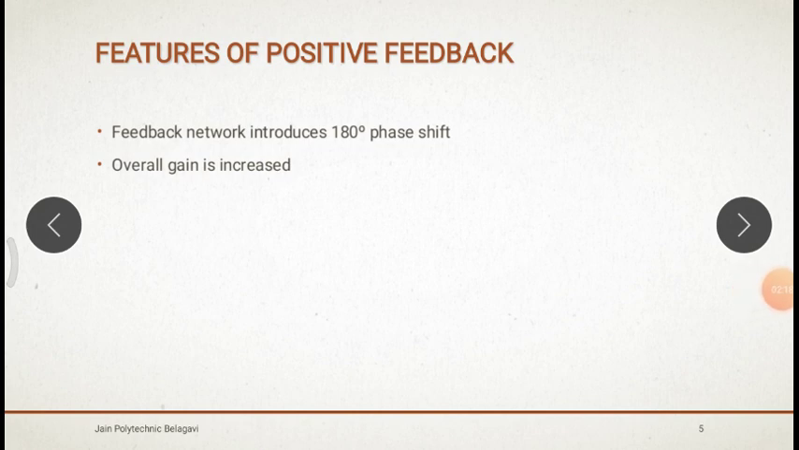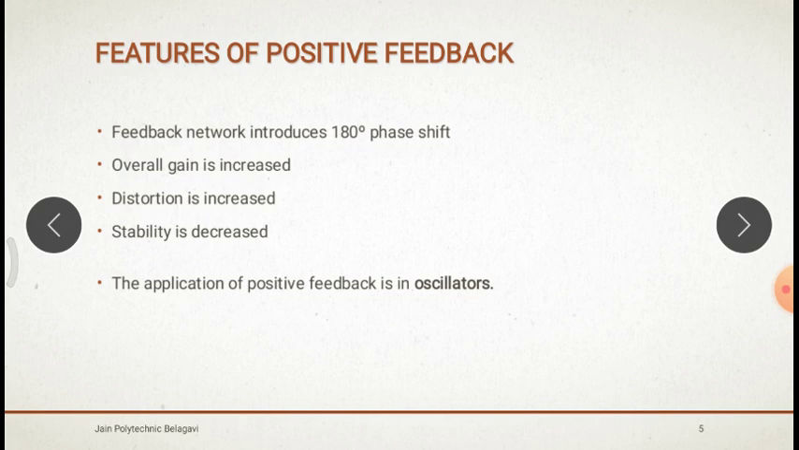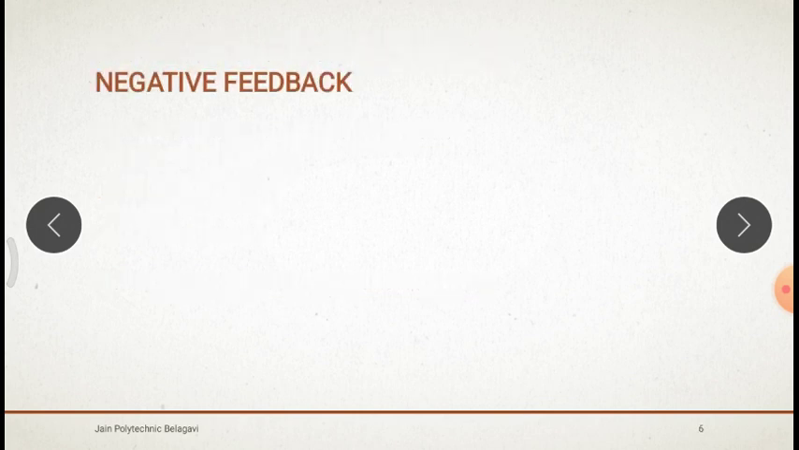Features one by one, see, the feedback network introduces a 180 degree phase shift. Next, overall gain is increased here, distortion is a little bit more in this, but stability decreases. The application of positive feedback, we are using in oscillator circuits. Next we'll see the negative feedback.